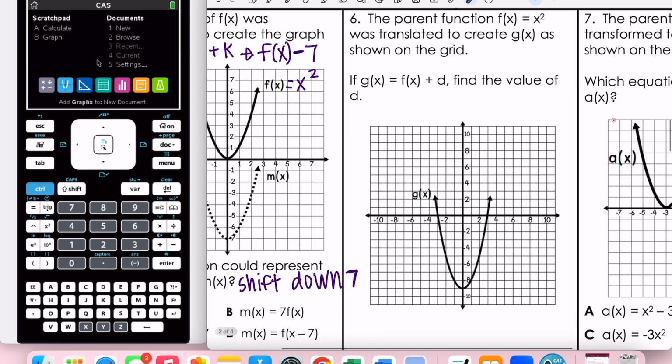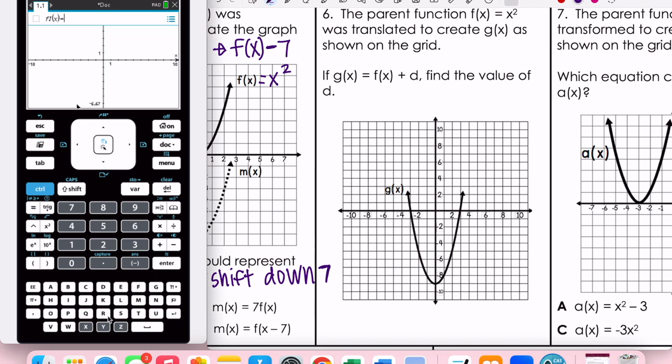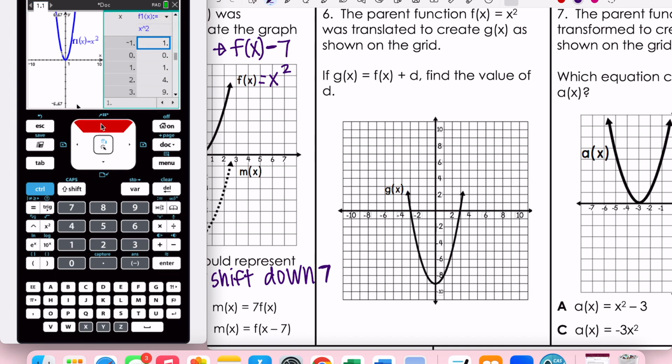Okay, number 6. The parent function f of x equals x squared was translated to create g of x as shown on the grid. If g of x equals f of x plus d, find the value of d. So again, remember here that your parent function is f of x equals x squared. If you need to see what your parent function looks like, you can press x squared, press Control T, and what you're going to want to go ahead and do is graph your points on your graph if you need to visually see that.